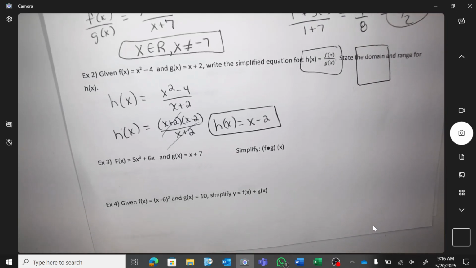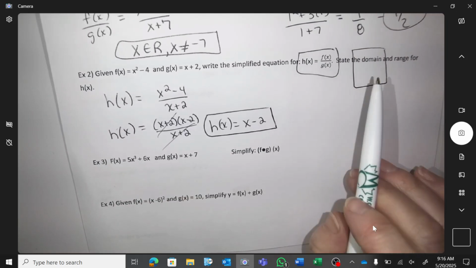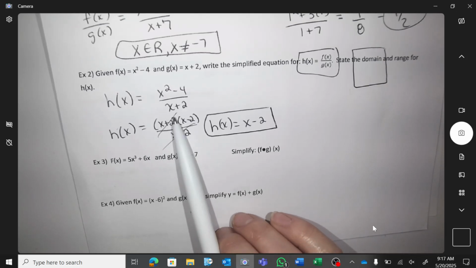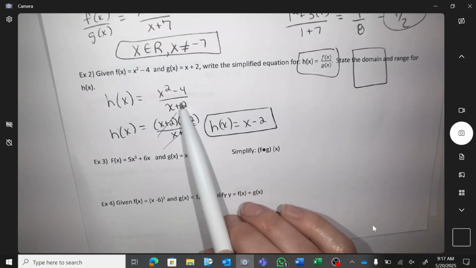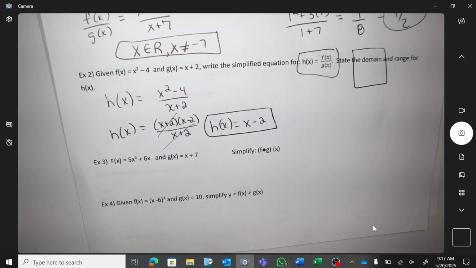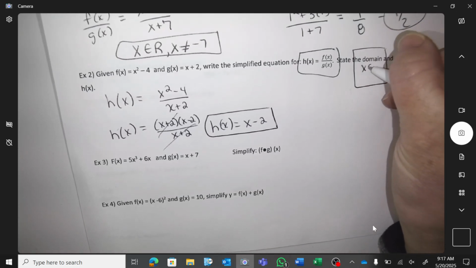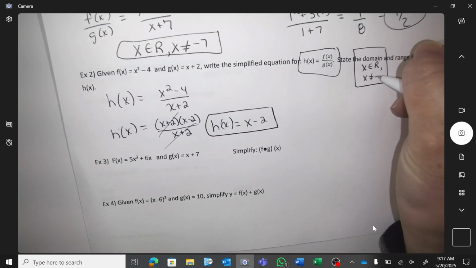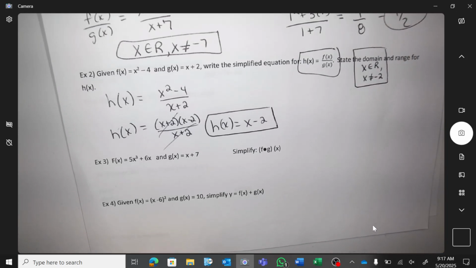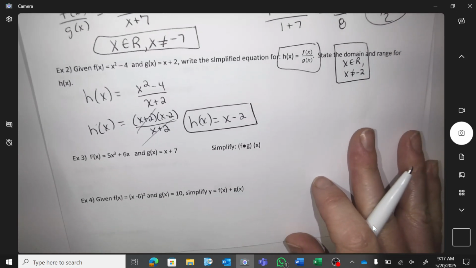Okay, domain and range. Let's talk. Domain. You got to look at the original. Is there anything bad about this fraction? X values. -2. You can be anything except -2. Okay?